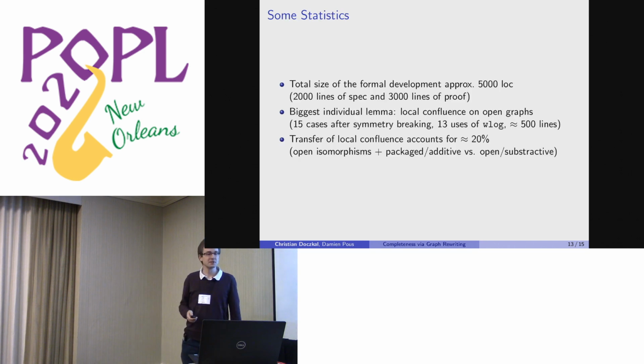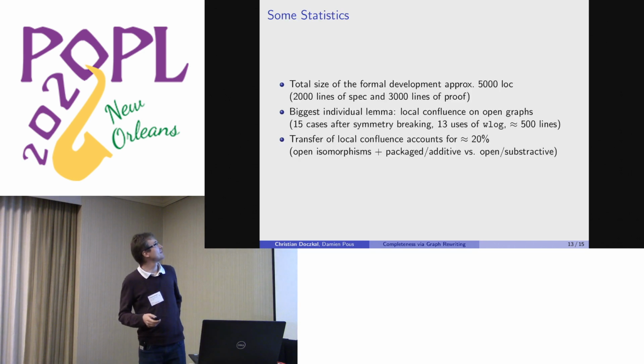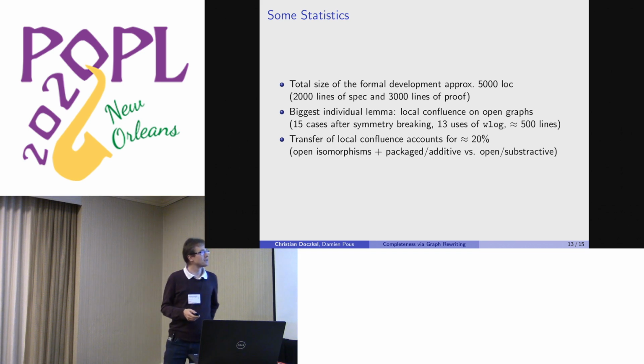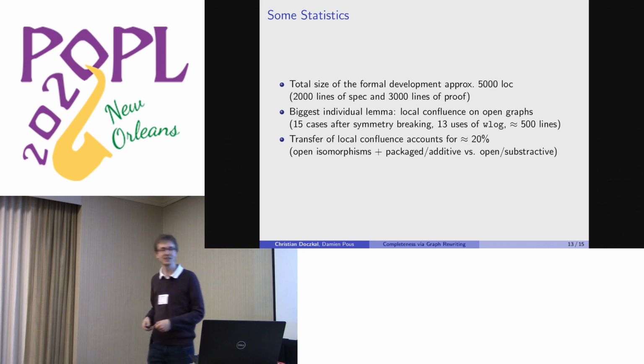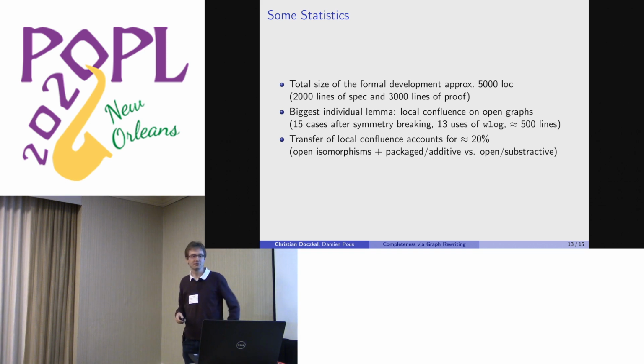So I'm starting to run out of time, so I'll just wrap up and make a few concluding remarks. The total size of the formal development, the part that I talked about here, is about 5,000 lines of code, and the factor between specification and proof is roughly 2 to 3. So we're kind of thorough in having many small lemmas in the typical MathComp style.